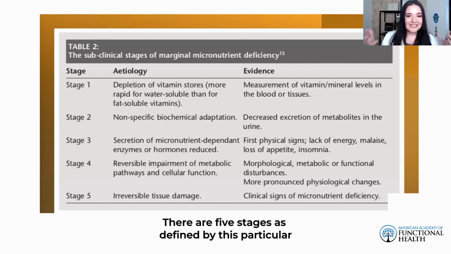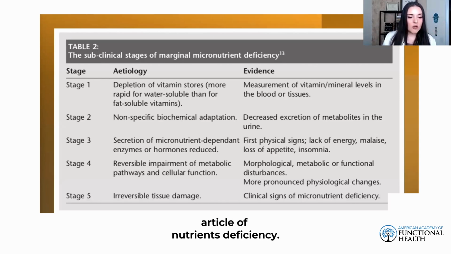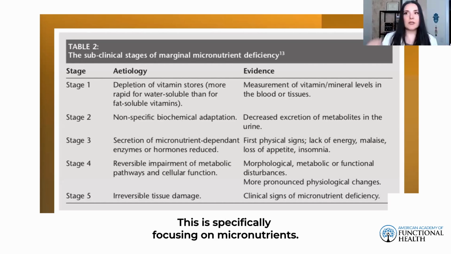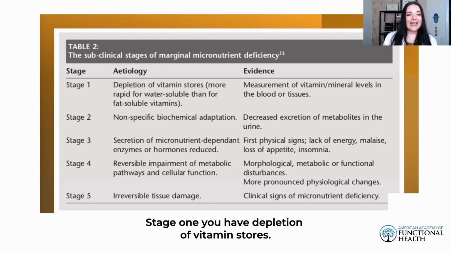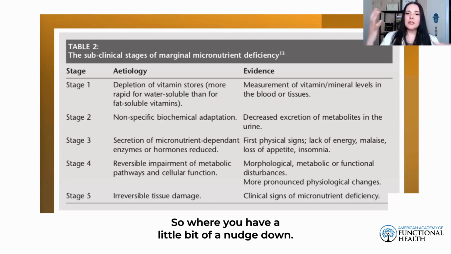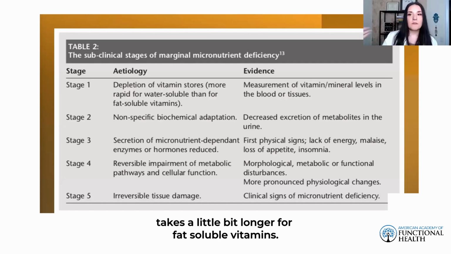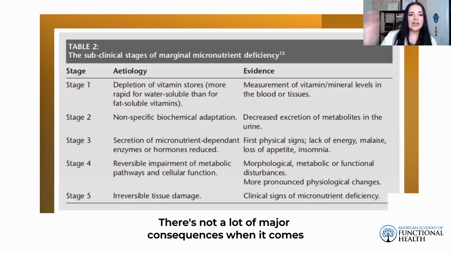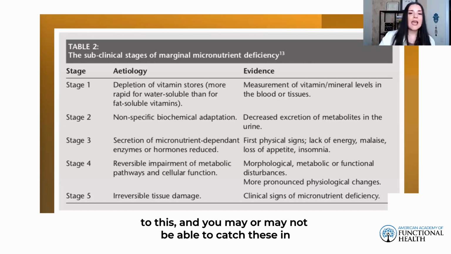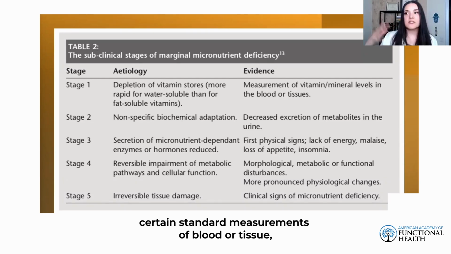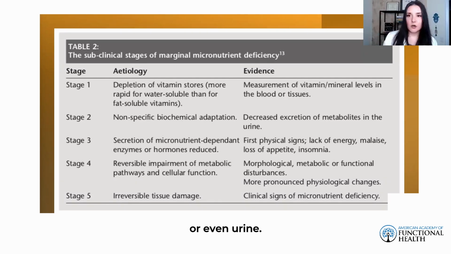There are 5 stages as defined by this particular article of nutrient deficiency. This is specifically focusing on micronutrients. Stage 1, you have depletion of vitamin stores. So where you have a little bit of a nudge down, and this happens most quickly for water-soluble vitamins. It takes a little bit longer for fat-soluble vitamins. There's not a lot of major consequences when it comes to this, and you may or may not be able to catch these in certain standard measurements of blood or tissue or even urine.